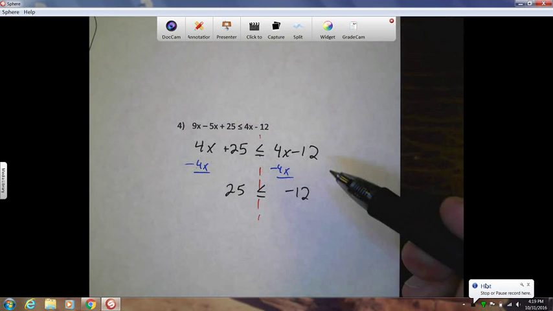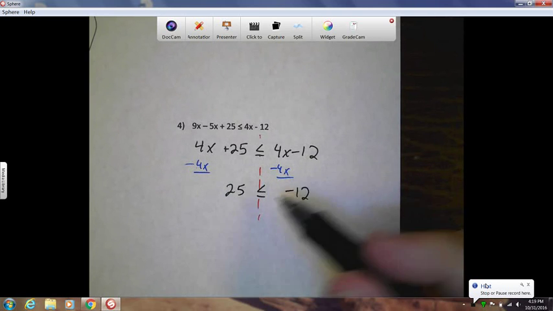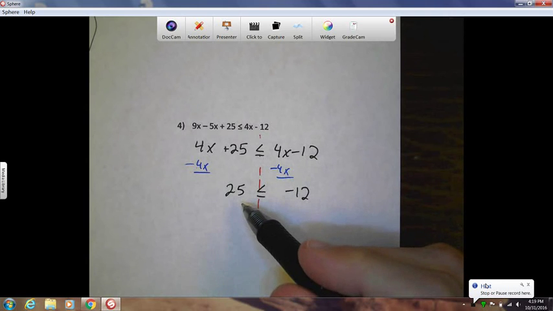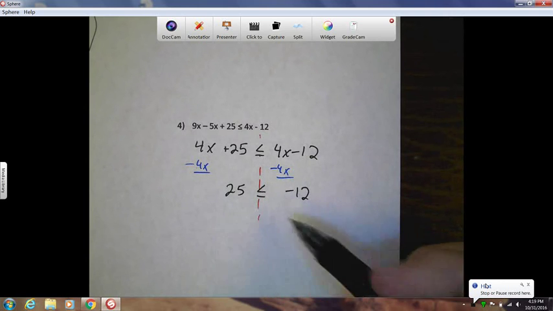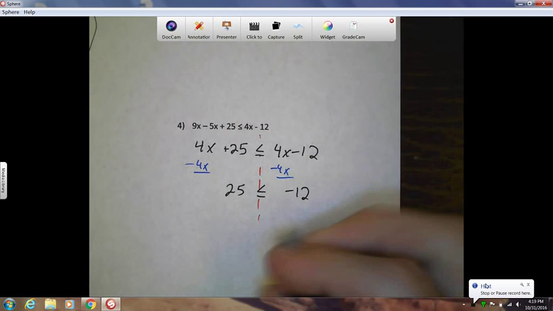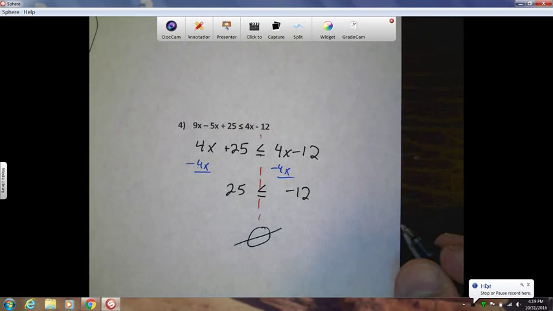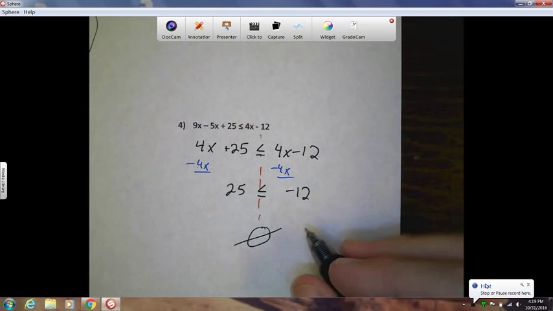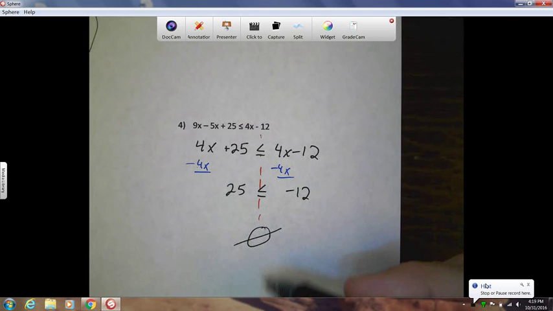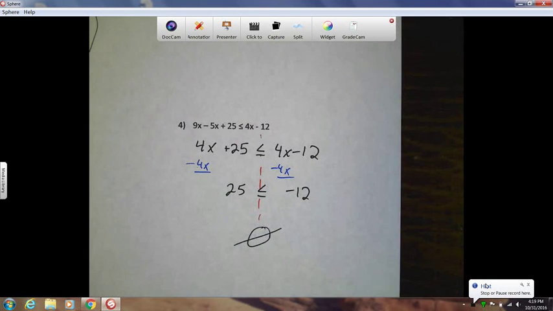Well, is this true? Is 25 less than or equal to negative 12? No. So the answer is there is no solution. This is not 0. It's no solution. Make sure you remember that. Make sure you've annotated this. Rewatch any parts that you need. Study all the previous notes because you need to know that stuff. And take the Edmodo quiz.